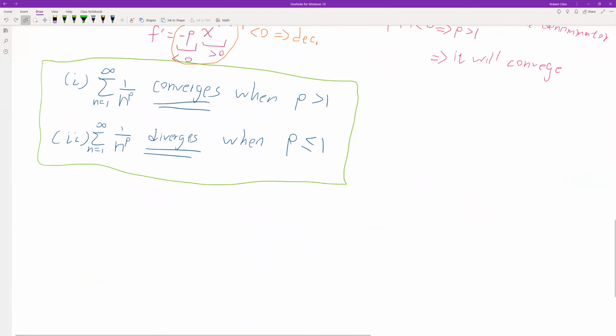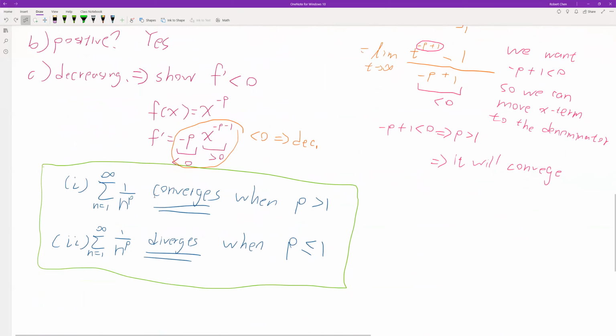And we actually have a special name for these cases when you have 1 over n to the p. This is one of the famous ones we're going to see a lot. This is called the p series. So for the p series, it will converge when p is greater than 1. Just keep that in mind.